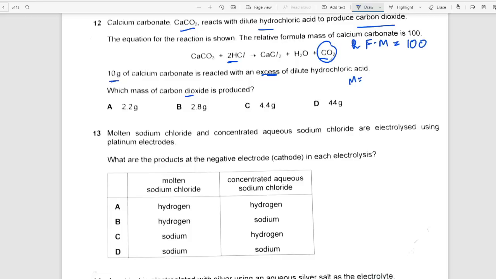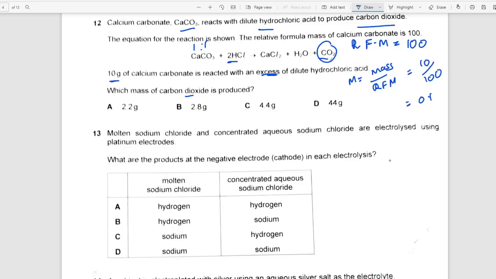So we need to find the moles so that we can compare the mole ratio, and in this case the mole ratio seems to be 1:1, so that doesn't matter. So let's calculate the moles. We know the formula for moles: moles is equal to the mass over the RFM. We have both, right? We have 10 and we have 100. So this will give us 0.1.